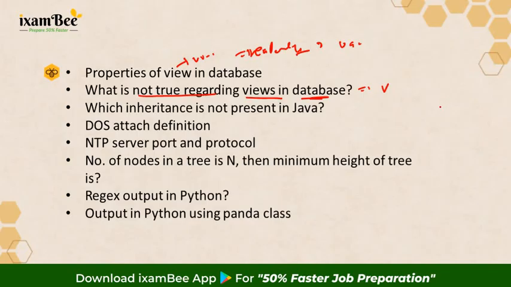So if any option says something like view store data like tables, that will be an incorrect answer. This is for an example.